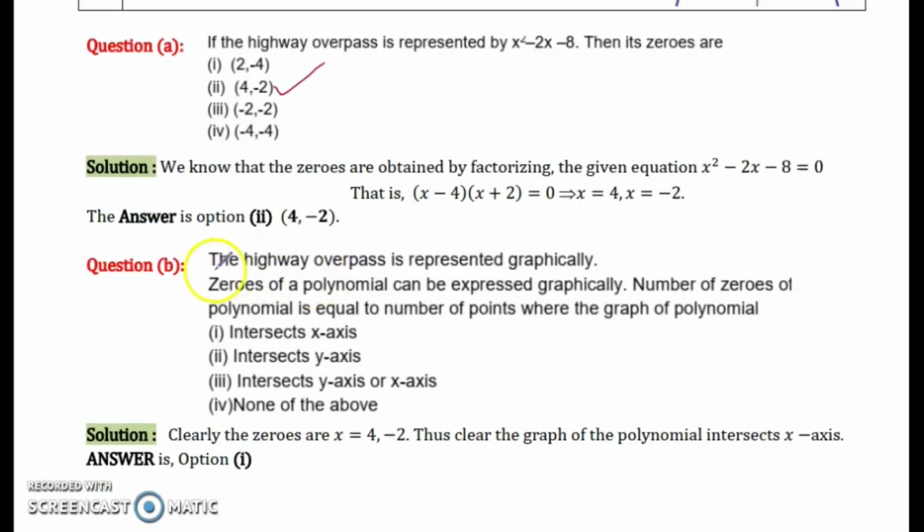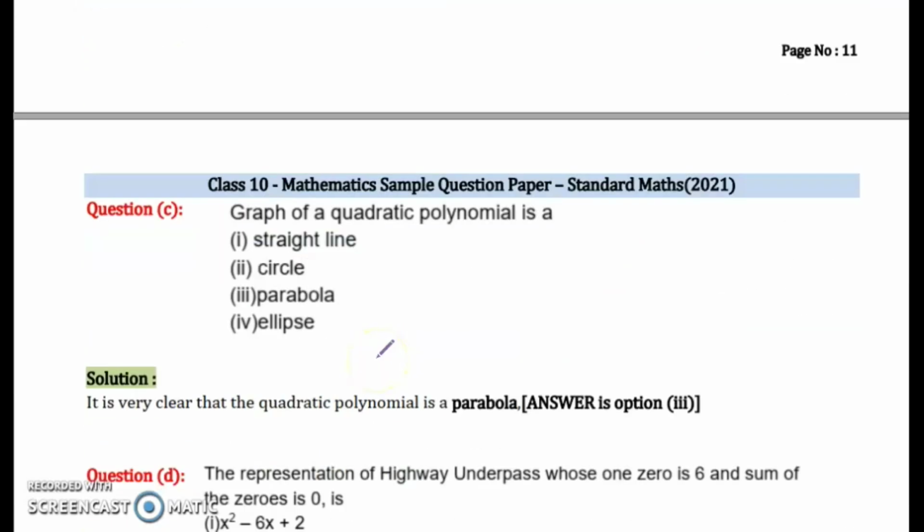If the highway overpass is represented graphically, zeros of the polynomial can be expressed graphically. The number of zeros of a polynomial is equal to the number of points where the graph of the polynomial intersects the x-axis, y-axis, y-axis or x-axis, none of the above. From the previous problem we understand the zeros are clearly intersecting on the x-axis, right? That means obviously our first option is going to be our answer. Now let us move on to the next problem.